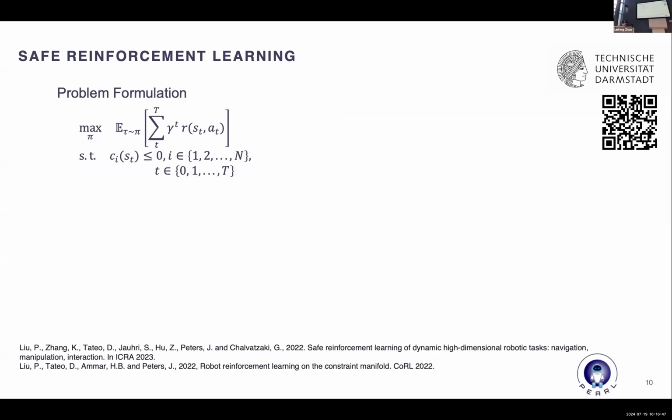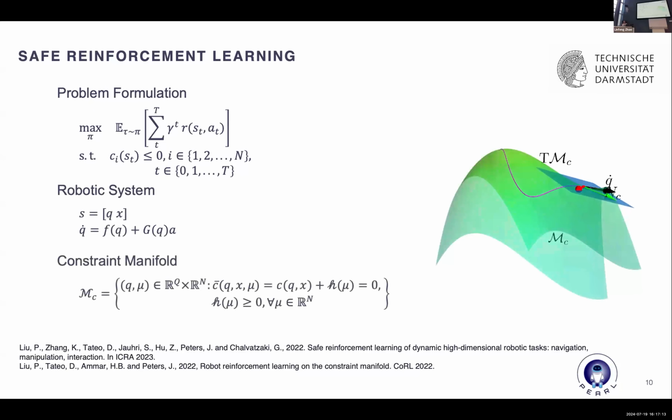Now, the problem formulation of safe reinforcement learning assumes that we want to maximize our expected discounted return, subject to some constraints. In particular, we assume that our robotic system is a control-affine system with some controllable and uncontrollable variables, and we also have our constraint function. We can construct the constraint function and extract the constraint manifold, which of course also considers some slack variables to account for the inequality constraints that we might have in our system.